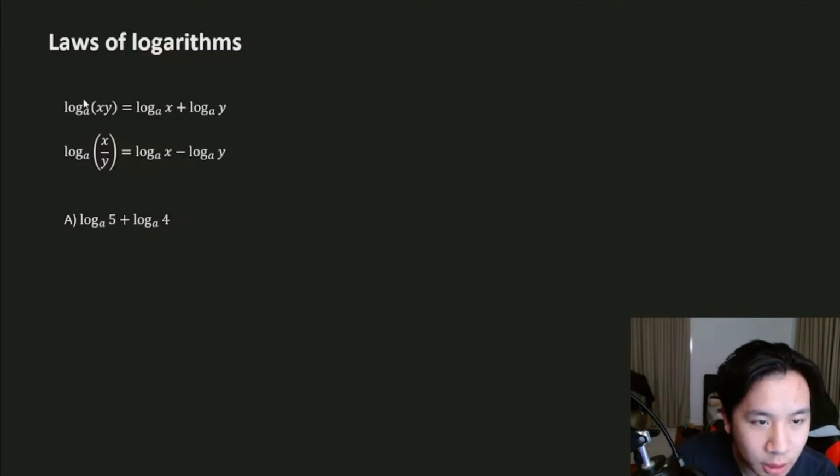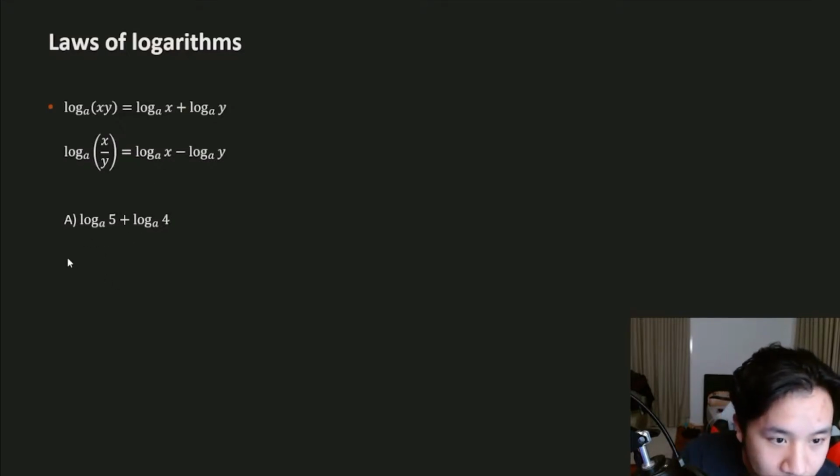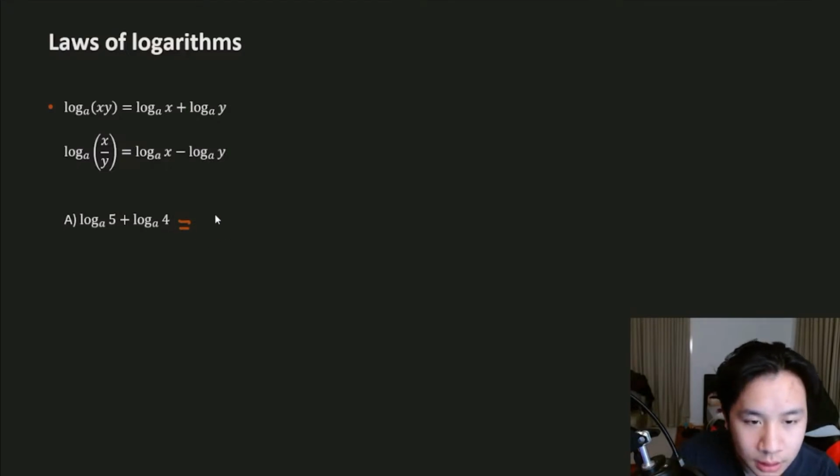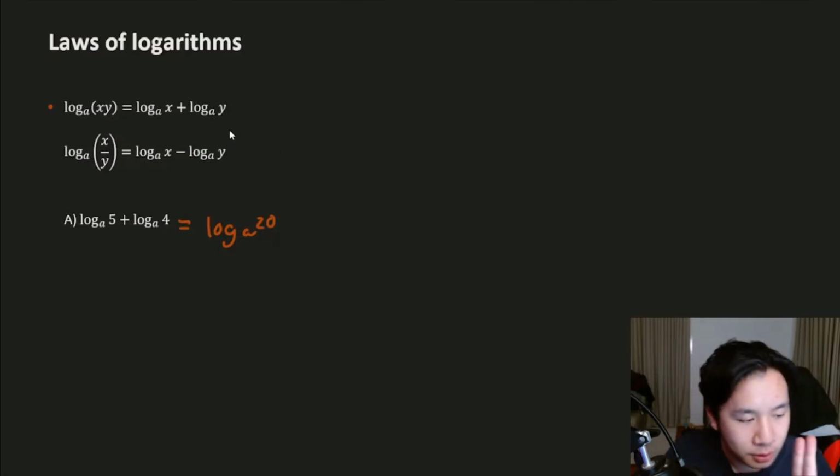For this question, I'll be using the first rule because it talks about adding two logarithms, and it's very simple. You just want to times the numbers outside of the base. So this 5 and this 4, 5 times 4 is just 20. And so this is just equal to log_a 20. So when you add two logarithms, you times the numbers outside of them.